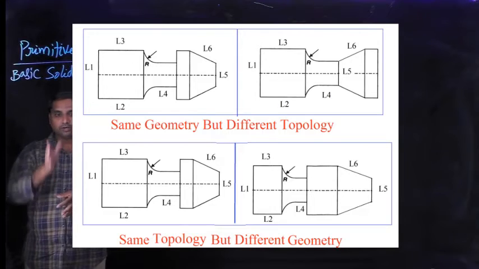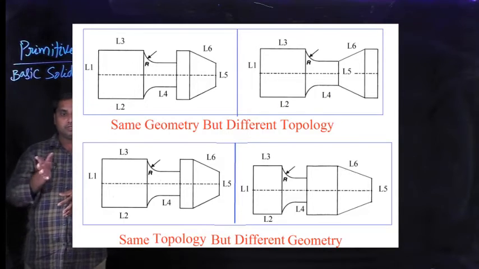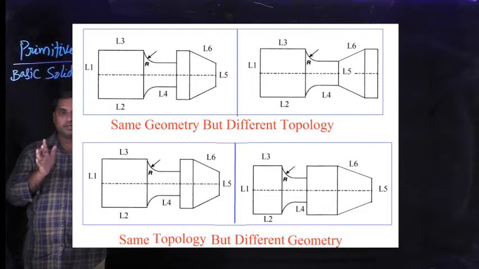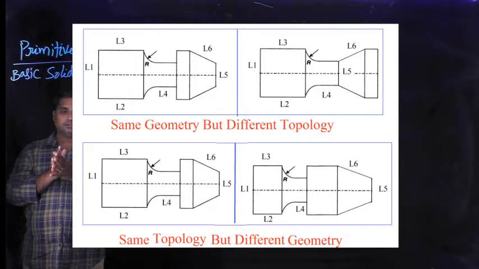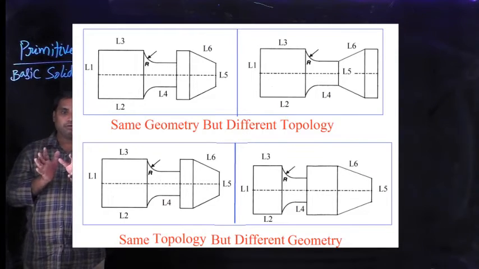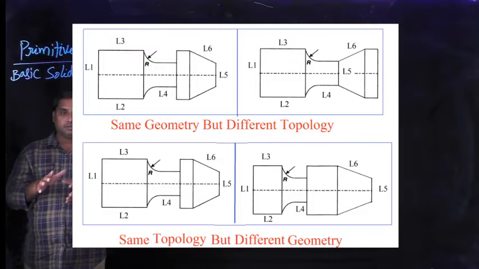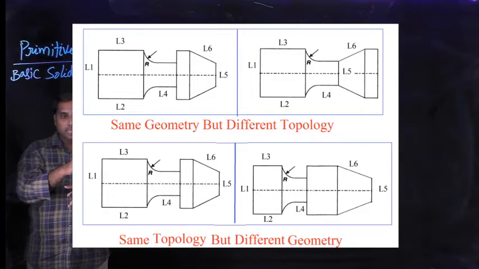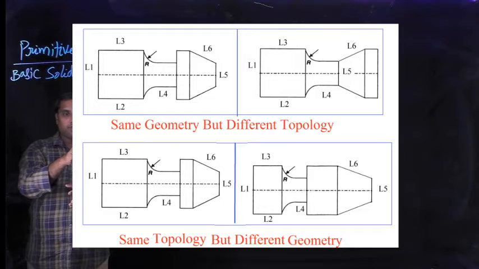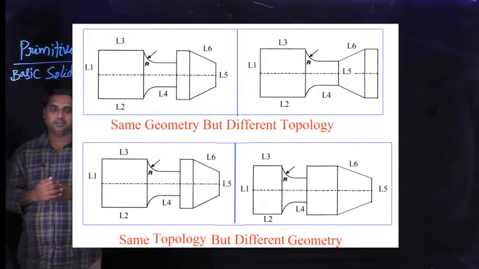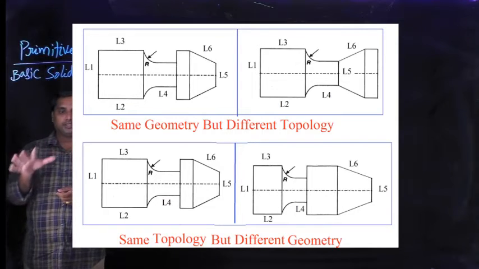In the bottom left side diagram, L1, L2, L3: L1 is common for both, and L2 and L3 lengths are reduced. L4 length is also reduced. But in the right side diagram, L2 and L3 are reduced, as I already told you, but L5 and L6 are enlarged. That means the geometry dimensions have been changed. Dimensions changed, but topology, connectivity is similar.